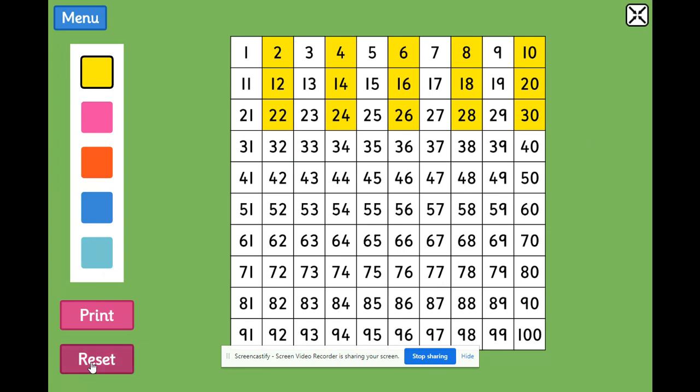Let's look at a different one. So here is another pattern. And you might have spotted these numbers are going up in tens. 10, 20, 30, 40, 50, 60, 70, all the way to 100. They're all even. And when we go up in tens, it makes a stripe down the 100 square.